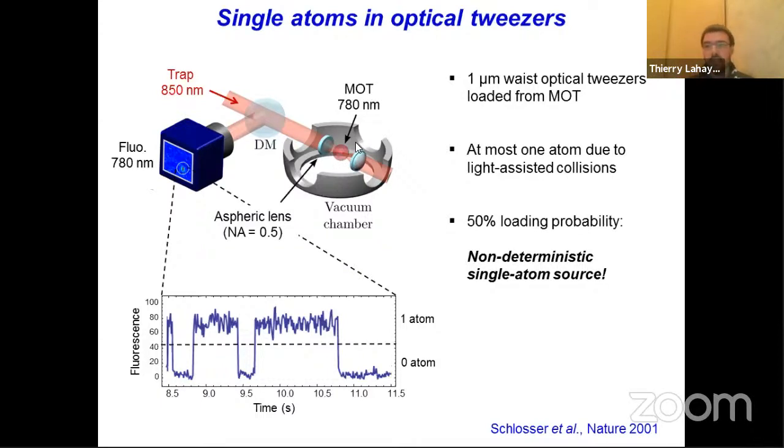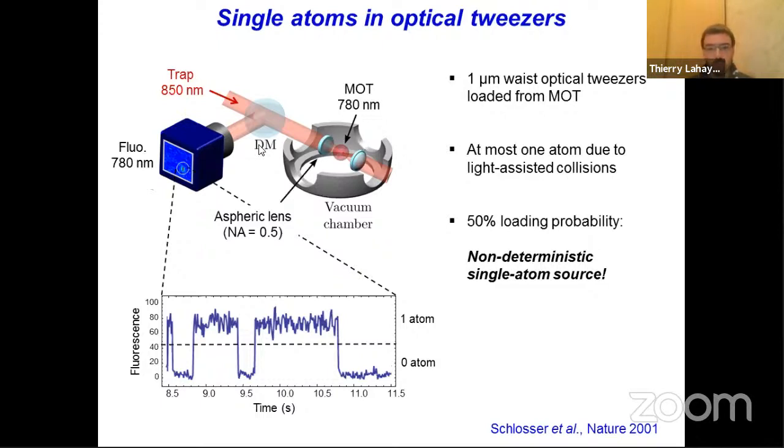And so this means that basically if you start from an empty trap, then at some point you will load an atom in the trap, and a bit later you may have another atom entering the trap, and then very quickly on experimental timescales, you lose both atoms. Which means you come back to the previous situation of an empty tweezers. And so this is a way to realize a single atom source, but it's non-deterministic. And at any given time, you have a 50% loading probability for your optical tweezers.